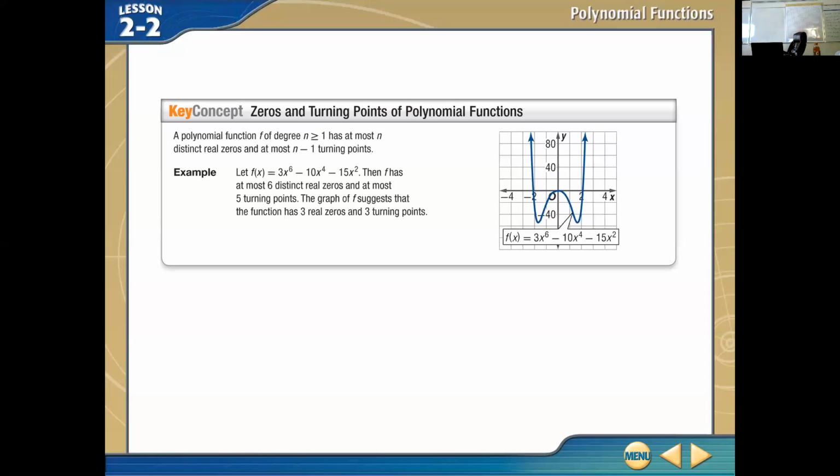Graph of f suggests that the function has 3 real zeros and 3 turning points. Once again, when it comes to zeros and turning points of the polynomial function, it's all centered around possibilities. Okay, and you can look at the difference between these two graphs that I'm about to put on the screen.